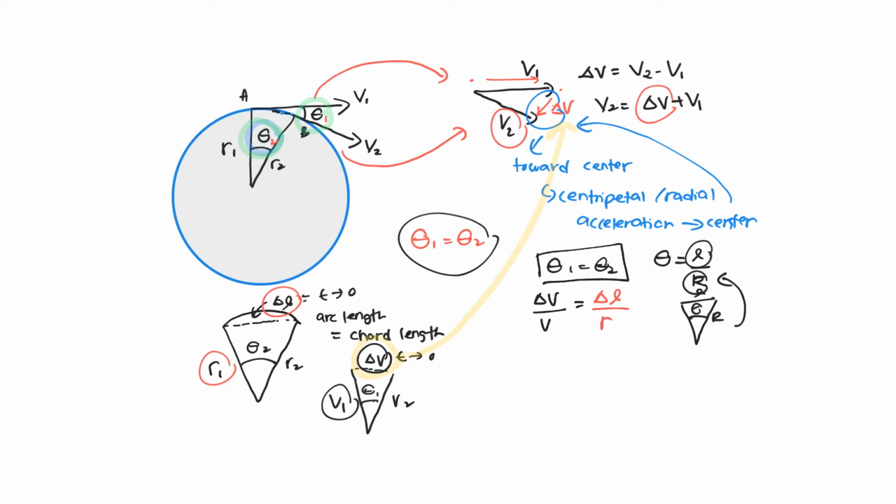Rearrange the equations, then you are going to get the change of v equals v over R times the change of L. As t approaches 0, we know this is called the instantaneous acceleration. So you are going to have the formula as the limit as t approaches 0 of the rate of change of velocity. It means that now you are going to put your change of v into this formula.